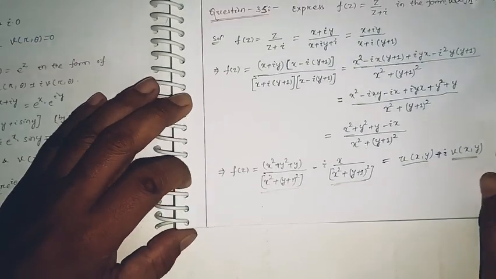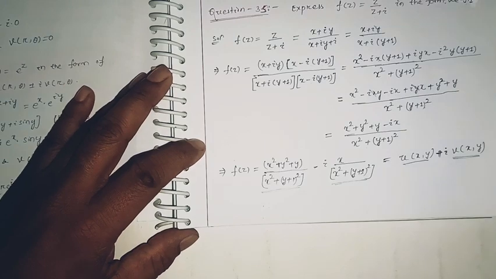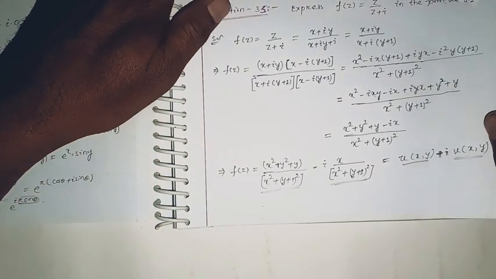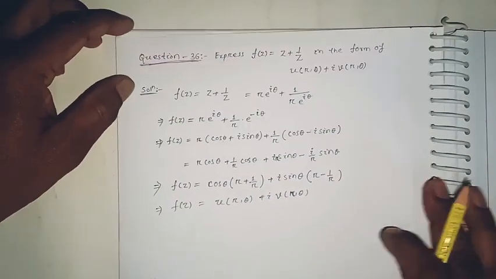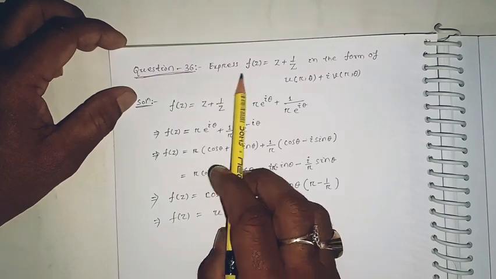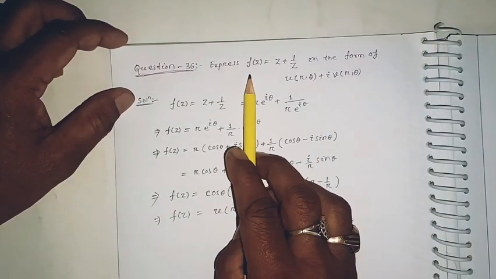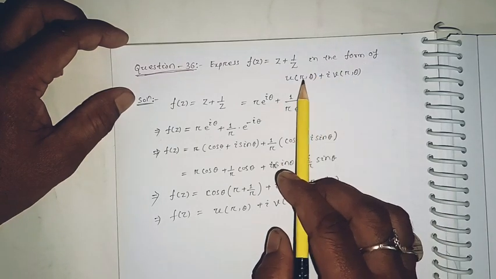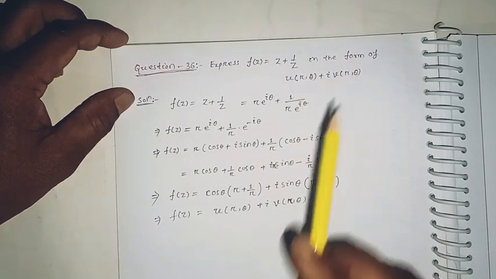Here the polar form also you can find by yourself. Now we are going to go for the next question, number 36. Express f(z) equal to z plus 1 by z in the form of u(r, theta) plus i v(r, theta).